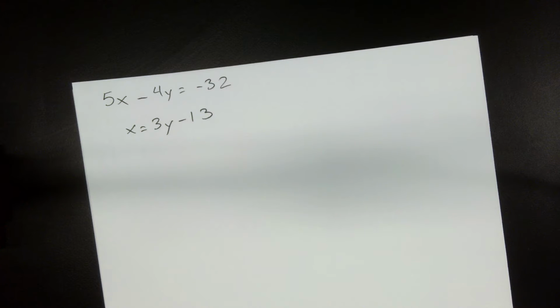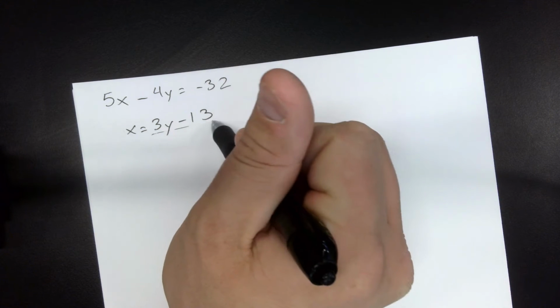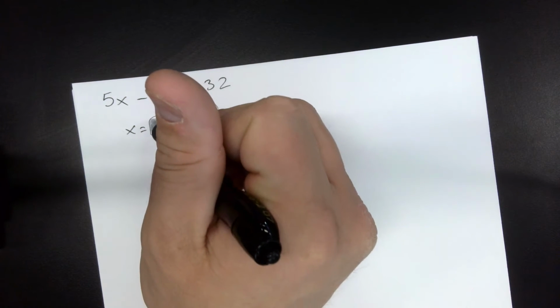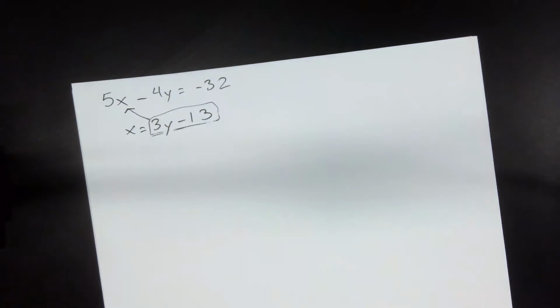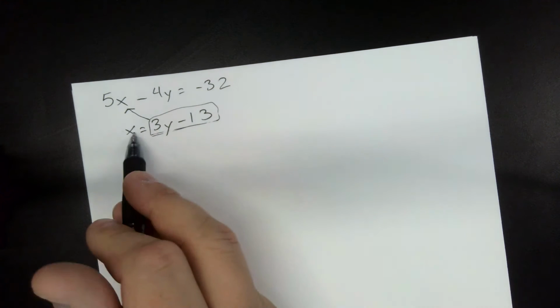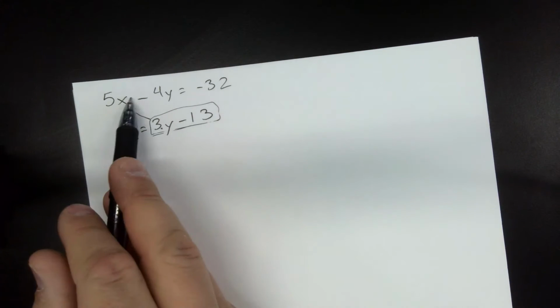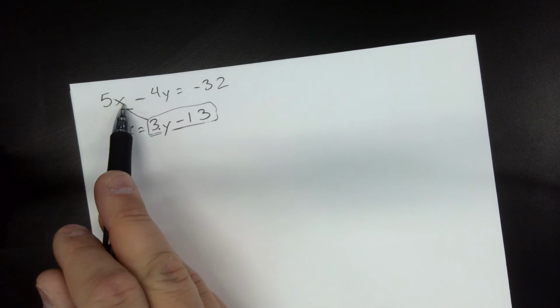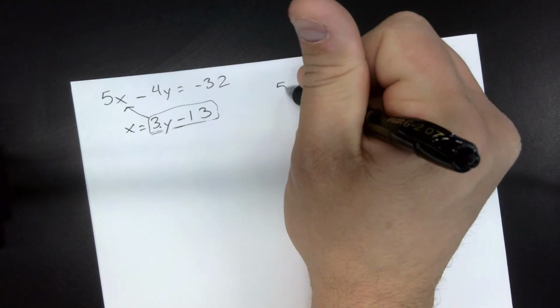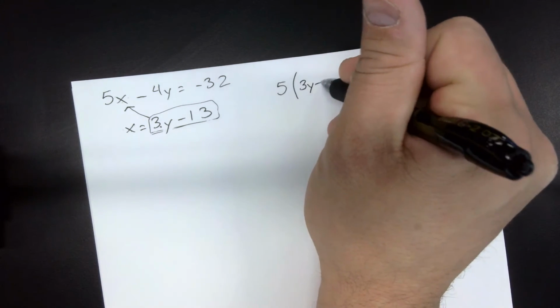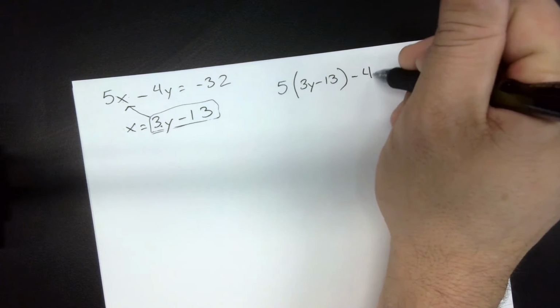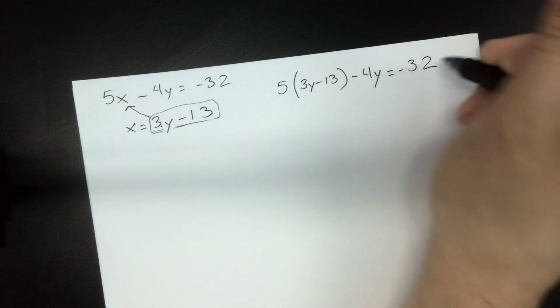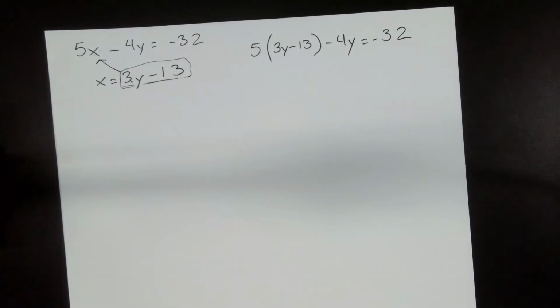The bottom one. And then you need to identify which variable is by itself. X. So because x equals this, we're going to grab this and we're going to substitute it into the other equation for x. Because x equals this, we're going to grab it and substitute it into the top equation for x. So what this is going to look like is 5 times (3y minus 13) minus 4y equals negative 32.